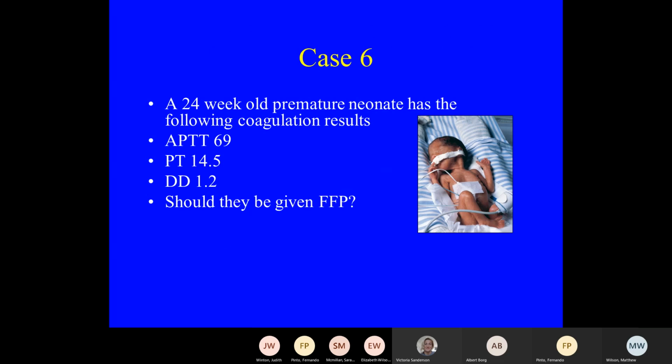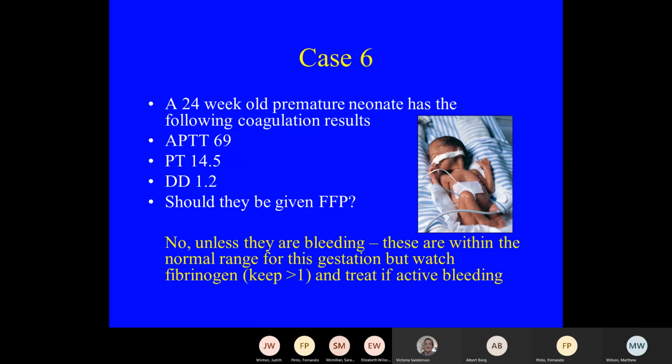Couple more minutes then. A 24-week premature neonate has the following coagulation screenings: APTT of 69, a PT of 14, D-dimer of 1.2. What do you do? APTT of 69. Is there actually any sign of bleeding? No signs of bleeding. Next, good question. No, unless they're bleeding. So they're actually normal, these results for a preterm.